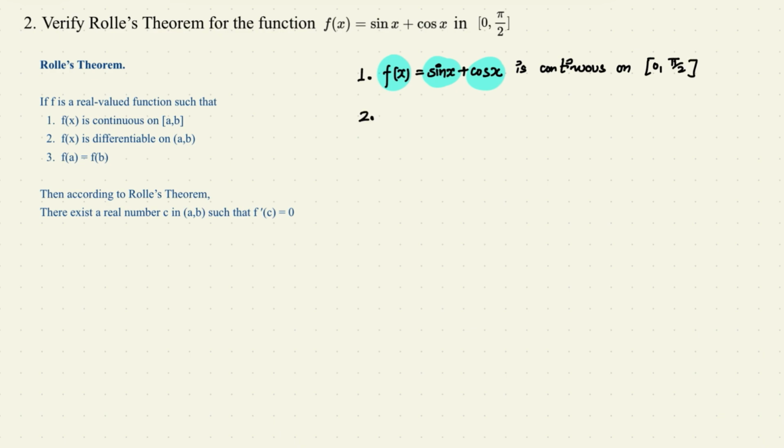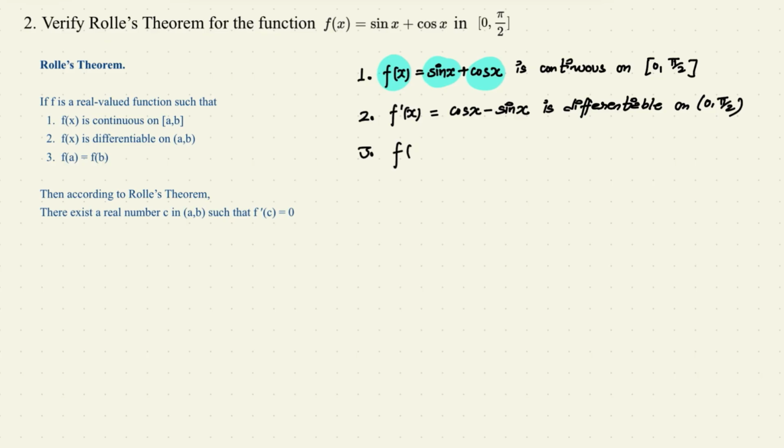Second point, f(x) should be differentiable. For that we have to differentiate the given function. So here f'(x) will be equal to cos x, and d/dx of cos x is minus sin x. Since this is differentiable, and for all x from 0 to pi/2, cos x minus sin x is defined, we can say that f(x) is differentiable on the open interval (0, pi/2). The third point, we have to check whether f(a) and f(b) are equal or not.